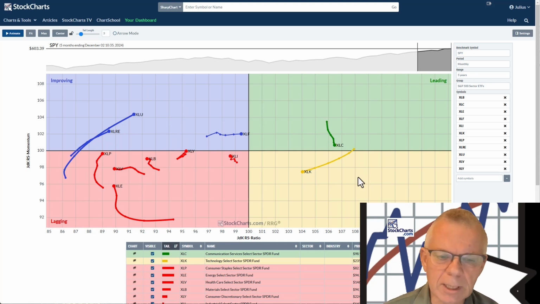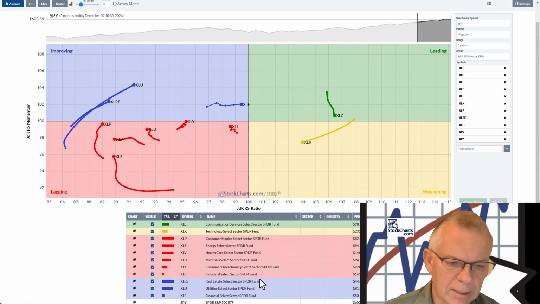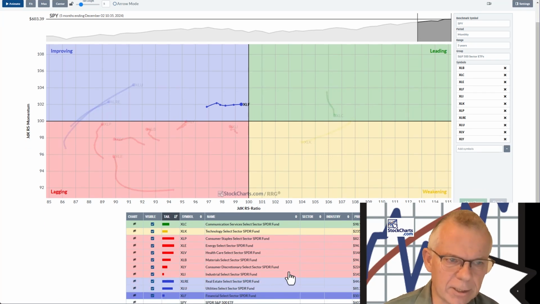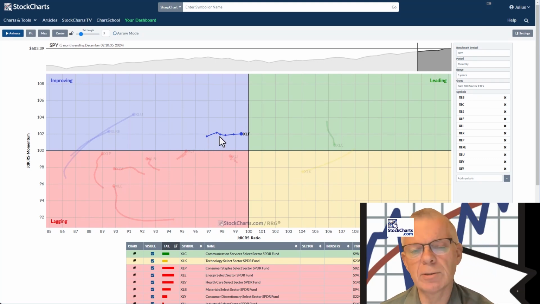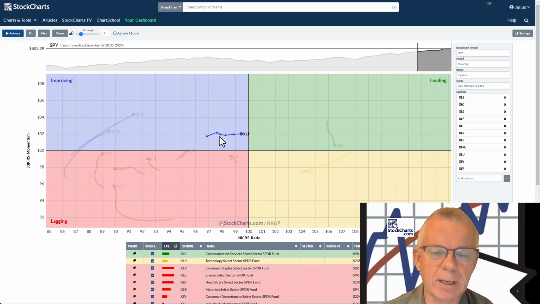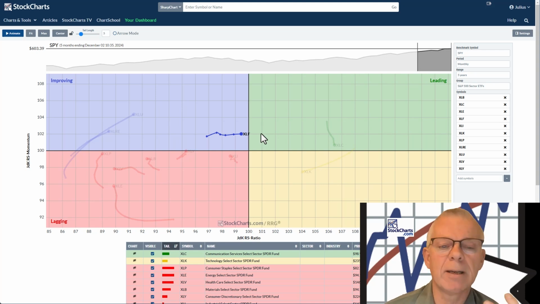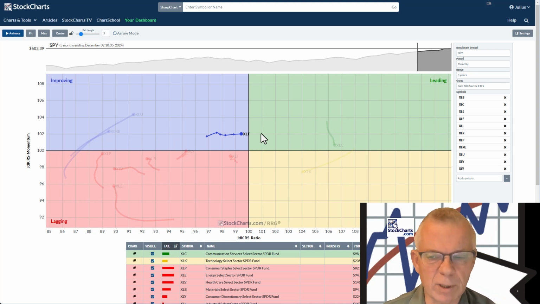So let's start with financials, and I'm highlighting. So here's financials, and you can see this is a monthly tail, so this is going very, very slowly, and you can see that this is traveling to the right, which is picking up relative strength at a very stable momentum level. So this is a very stable relative uptrend, and it's expected to continue into that leading quadrant in the next month or after. So this is underscoring the positive expectation for the financial sector going into December.